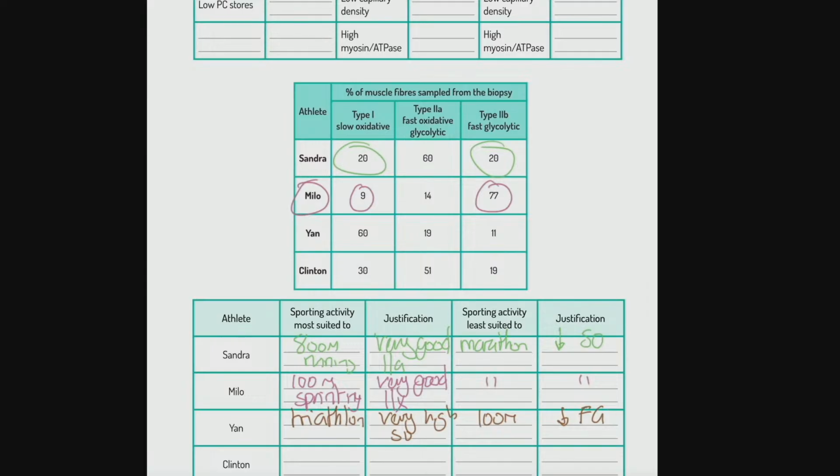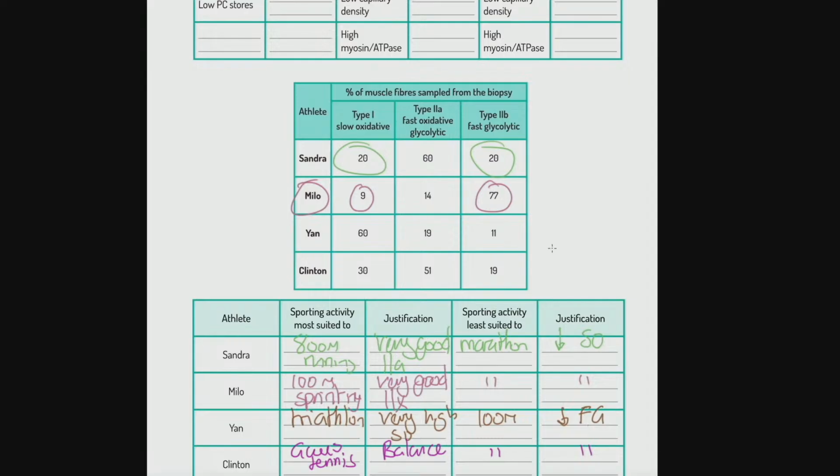And then Clinton's probably the most interesting one here because he's got a bit of a spread, hasn't he? So what we'll say with Clinton is that he's very well suited to games. And I particularly thought tennis might be the one for him because he's got lots of 2As, he's got enough 2Bs to be powerful, and he's got some good endurance as well in there. So I'm going to say that's because he's got more of a balance of muscle fibres, but he's got good 2As.